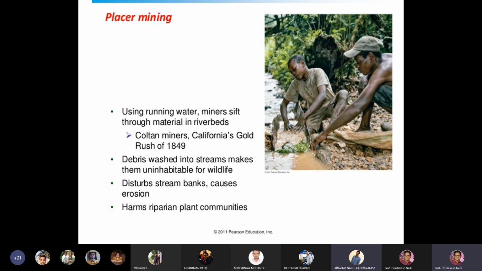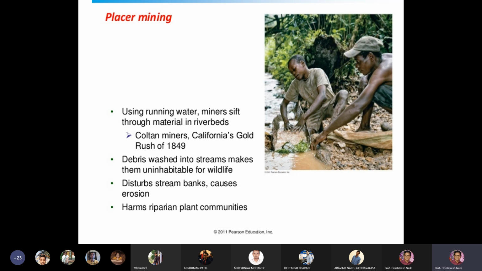So what is placer mining? This is the method of placer mining for gold deposits. The local people are collecting the gold deposits by using the placer mining method. Placer mining uses running water. It is carried out with the help of running water. The miners shave through material in riverbeds, riverbed mining.